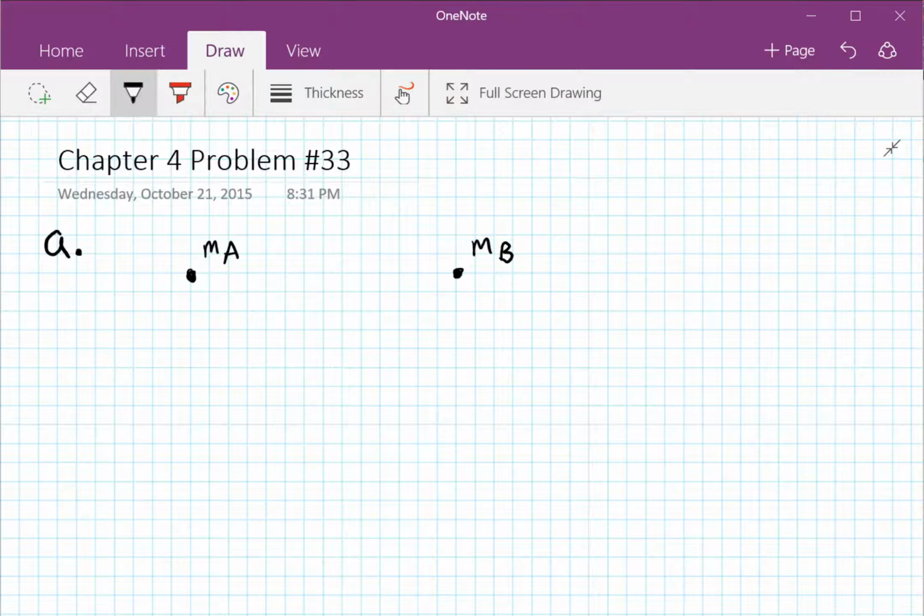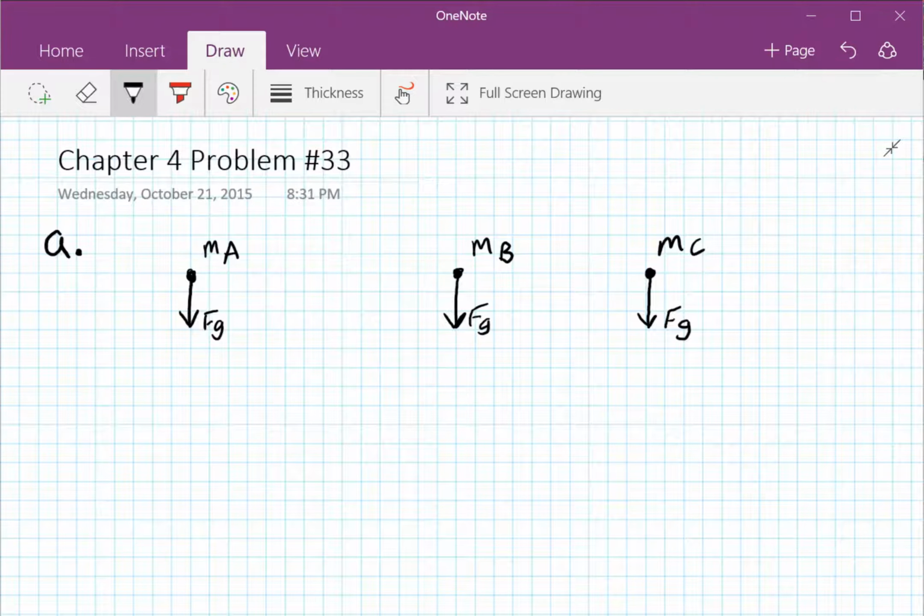And then we have MC. Okay. Now, all three masses are being pulled by gravity because they're on Earth. So I'm going to have a force of gravity going down. Okay, now because the masses are all equal, the force of gravity will be equal for all three, so I can just have them be the same length.